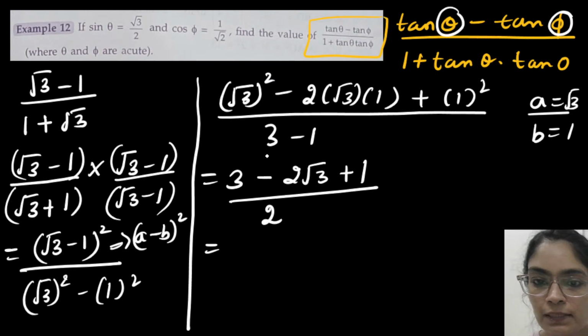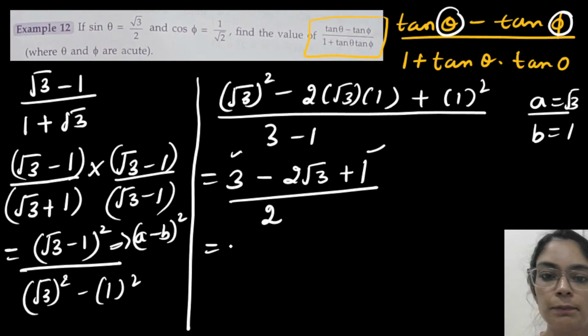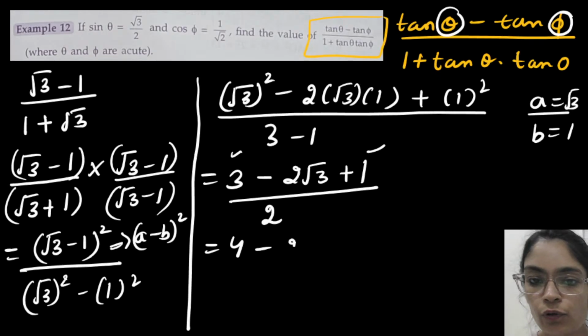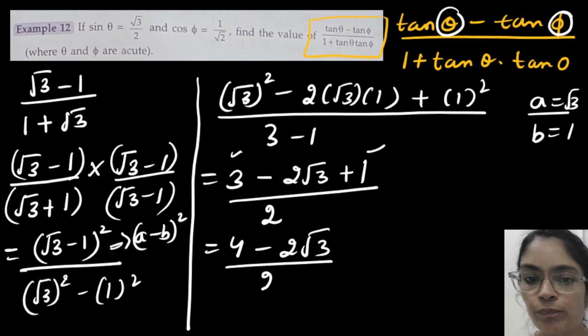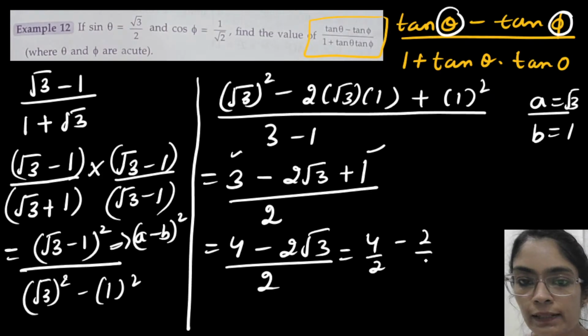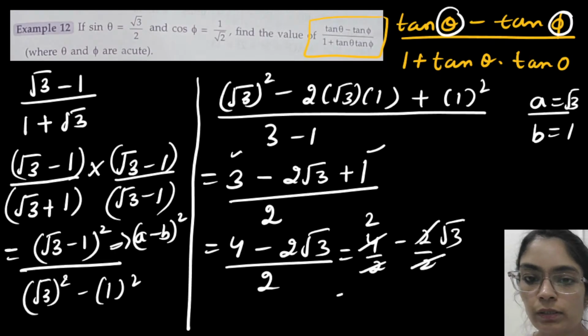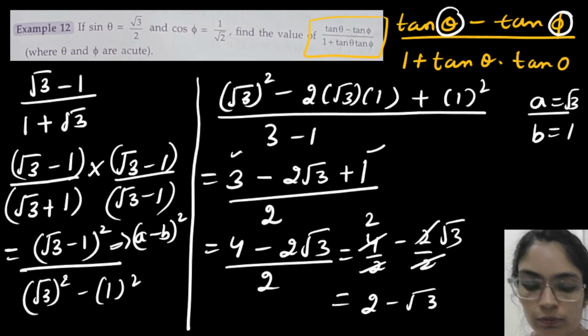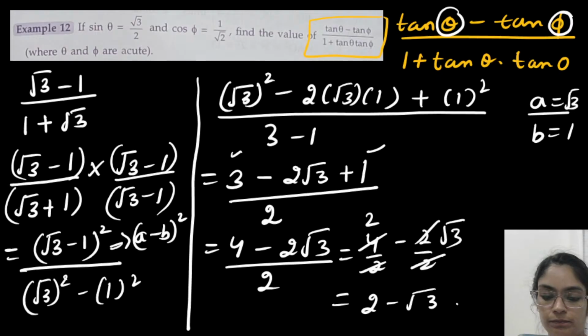So 3 plus 1, like terms, I am solving, is 4. So (4 minus 2 root 3) by 2. Now it can be written individually as 4 by 2 minus 2 by 2 root 3. Here we can cancel this 2 and 2. So 2 minus root 3 is the answer. 2 minus root 3. 2 minus root 3 is the answer.